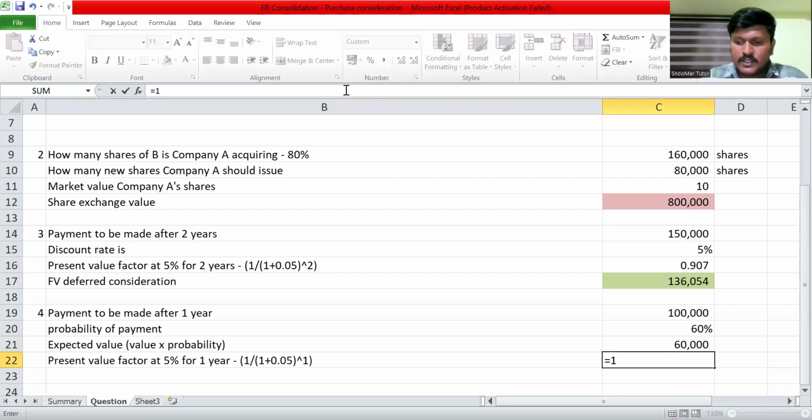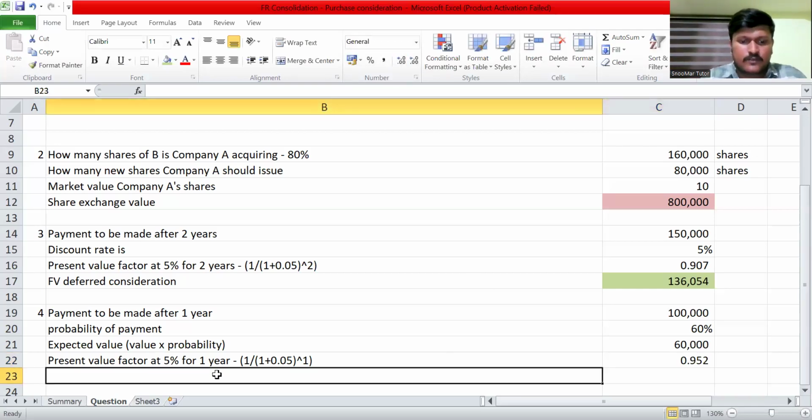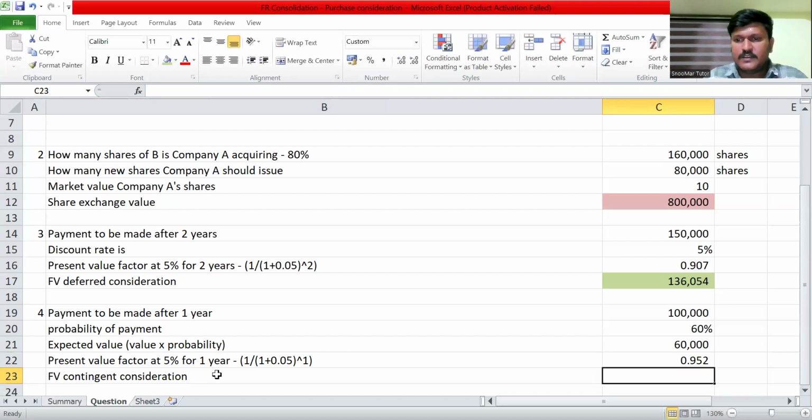So we'll go for 1 divided by (1 + 0.05) raised to 1. Let's close the bracket, and this is 0.952. So the fair value of contingent consideration is equal to the expected value multiplied by the present value factor.